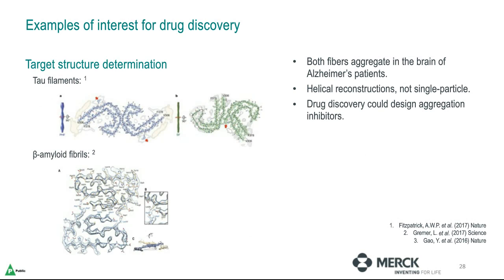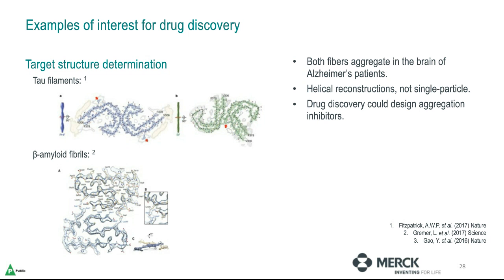So as we have explained, simply determining the structure of proteins, targets of interest, helps to understand their mechanism of action and could be used to identify a binding pocket where a molecule could interact as a drug. Besides the examples I gave you before, several important targets that have been enabled for drug discovery by CryoEM in the last few years are, for example, the tau and beta amyloid fibers. Both types of fibers aggregate in the brain of Alzheimer's patients.